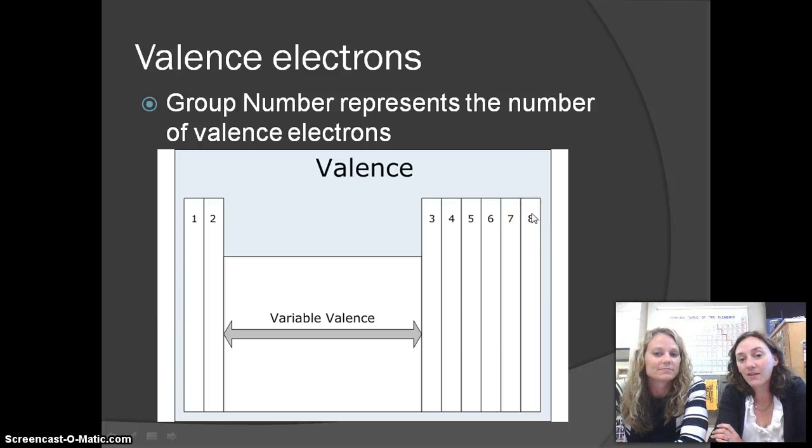The only one that does not have 8 for your noble gases is going to be helium, because it only has 2 electrons. It cannot have 8 valence. So all you have to remember is 1 through 8.